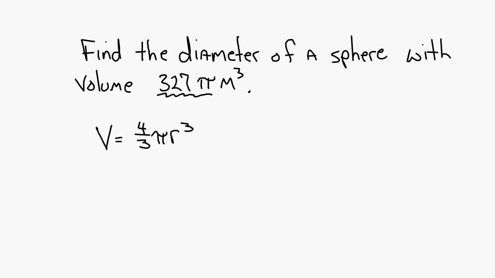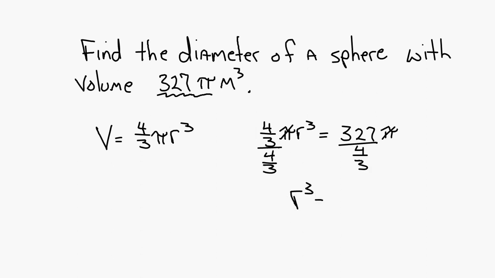So you take the formula for volume, which is 4/3 pi r cubed, and you make it equal to 327 pi. Cancel the pi's, right? Divide by 4/3. And the radius cubed equals 245 1/4.